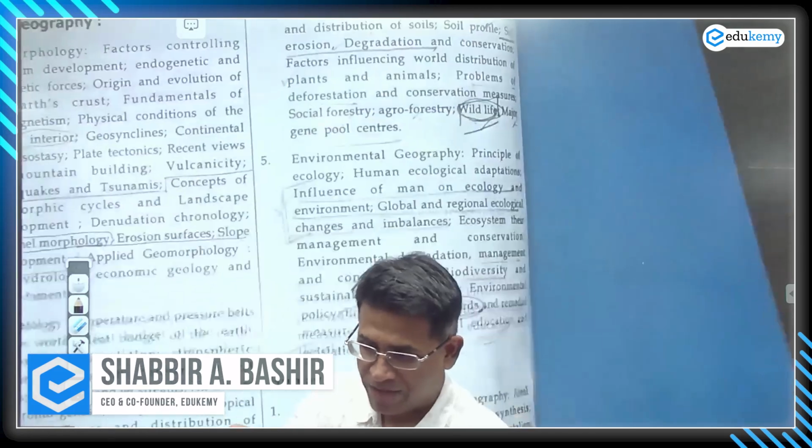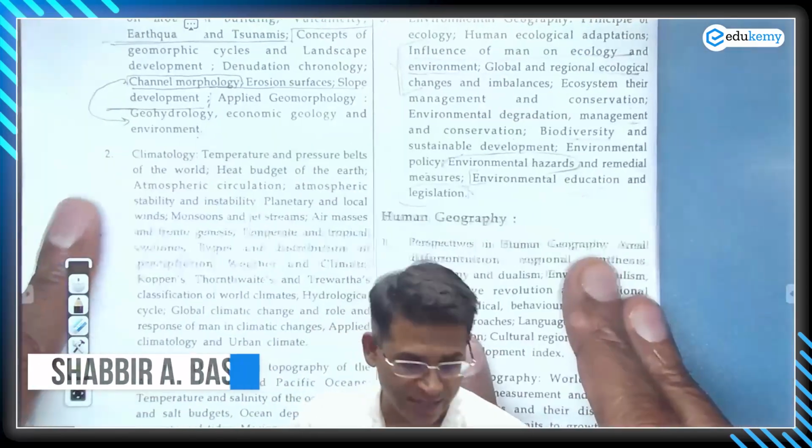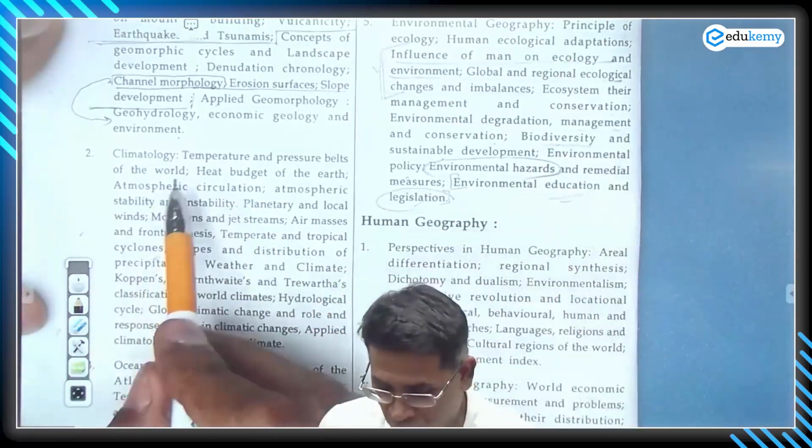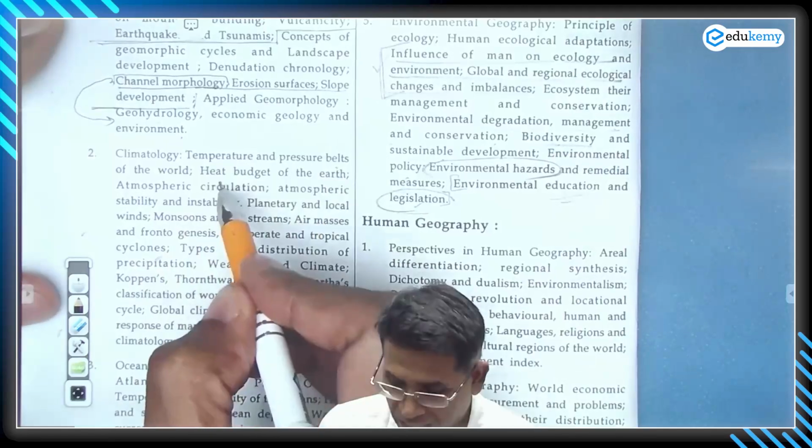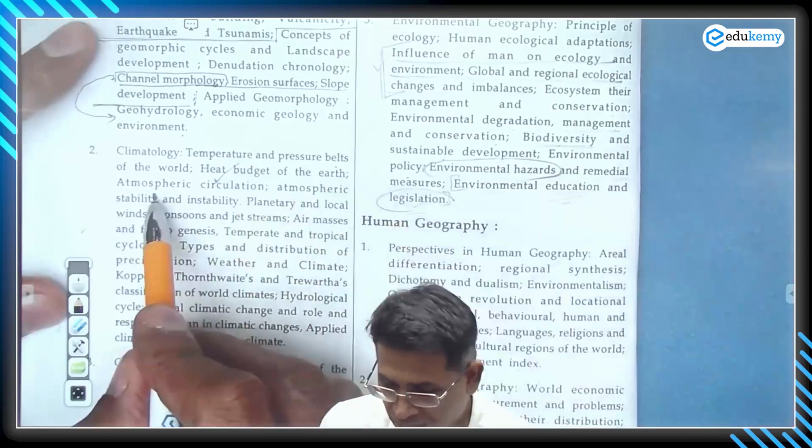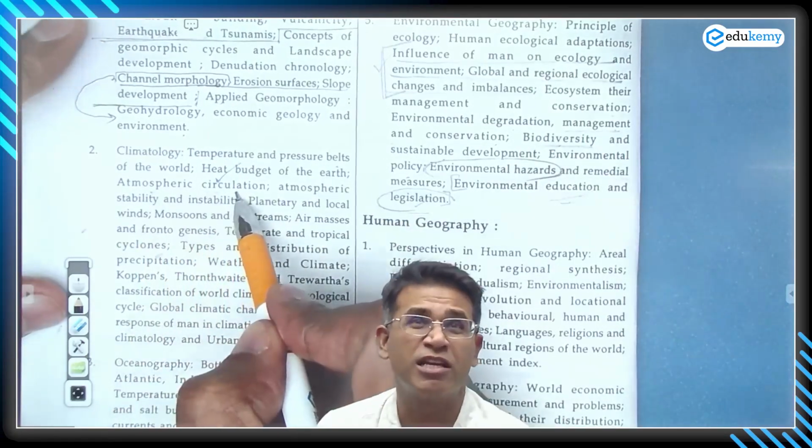So let's have a quick look first. We are done with geomorphology. Now climatology देख लीजिए आप. Almost no questions from temperature, pressure, belts of the earth. Heat budget पे 2 question पूछा हुआ है. Atmospheric circulations are generally not difficult questions.